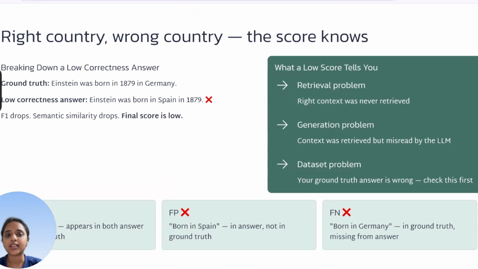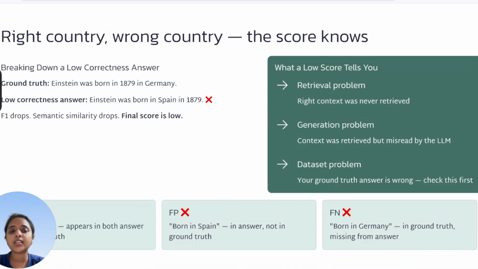Okay, let's look at an example. The ground truth here in the previous example was Einstein was born in 1879 in Germany. That's correct. A low correctness answer would be Einstein was born in Spain in 1879. So Spain is incorrect here. So the F1 score drops. That would in turn lead to a decrease in the correctness value.